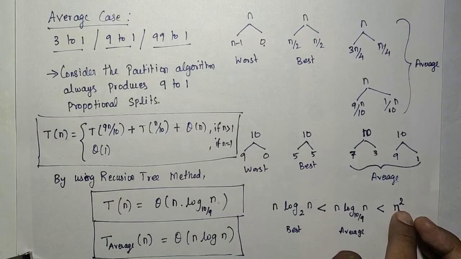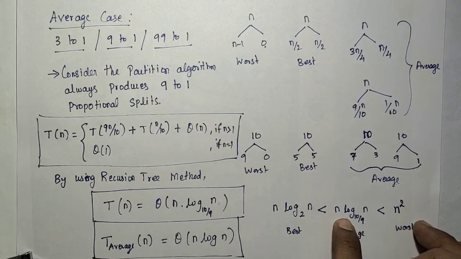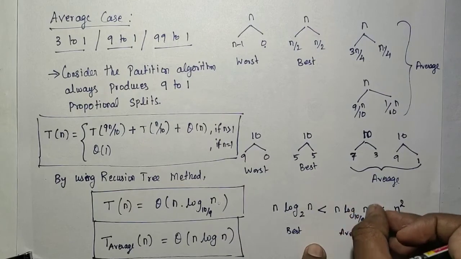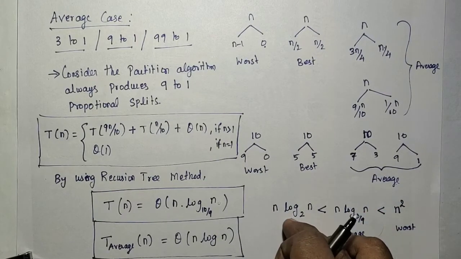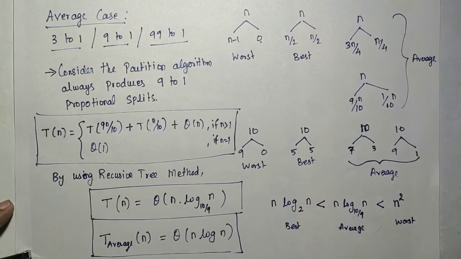and we cannot represent this as a quadratic. n squared is what is quadratic, so we cannot represent n log n as a quadratic. We are representing this as logarithmic, which is the best case. So the average case complexity is nearer to the best case complexity, that is, Theta of n log n.